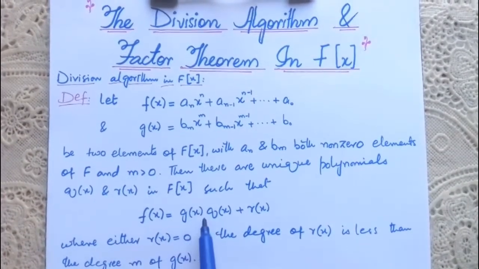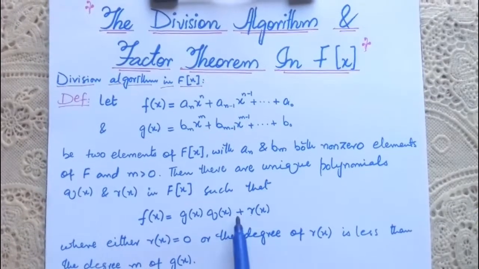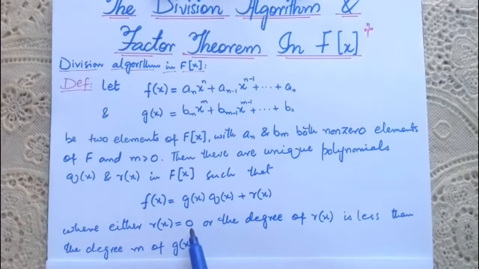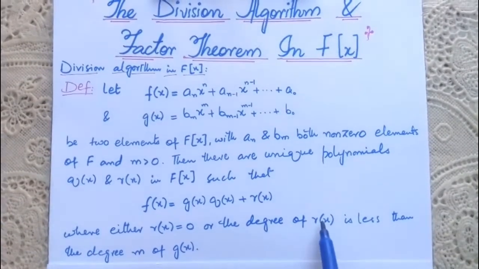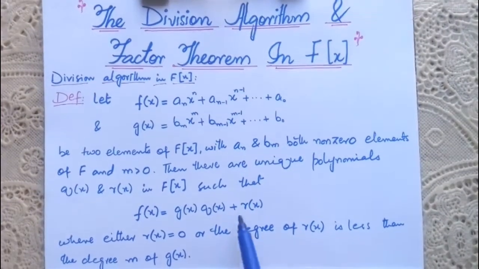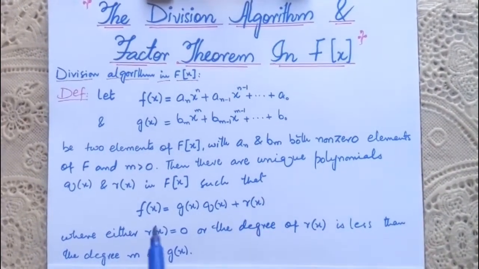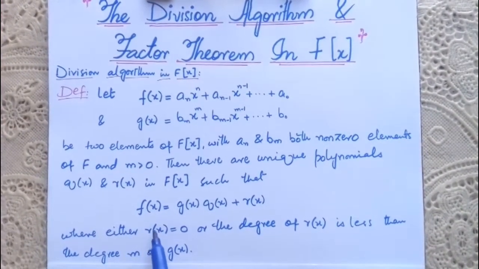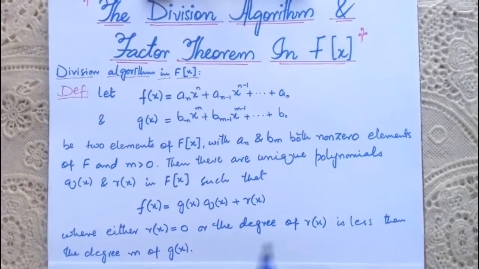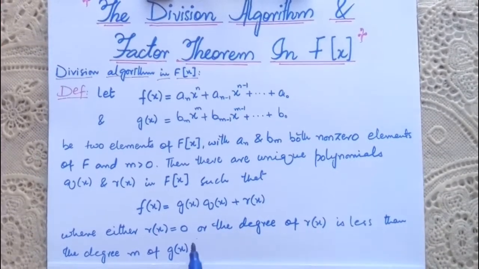g(x) times q(x) plus r(x), where either r(x) is equal to 0 or the degree of r(x) is less than the degree m of g(x). Because r(x) is the remainder, so either r(x) is 0 or the degree of r(x) is less than the degree m of g(x), right?